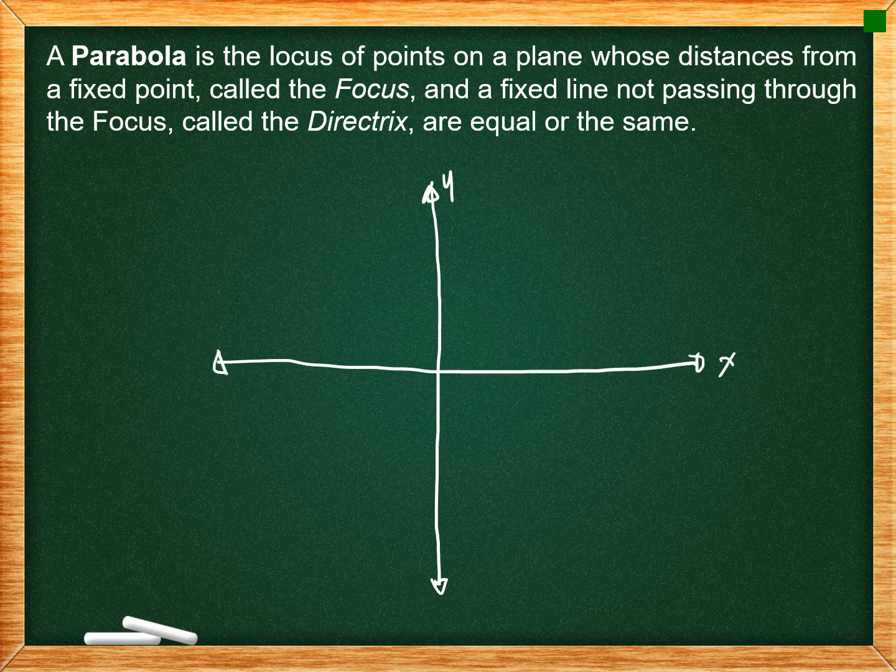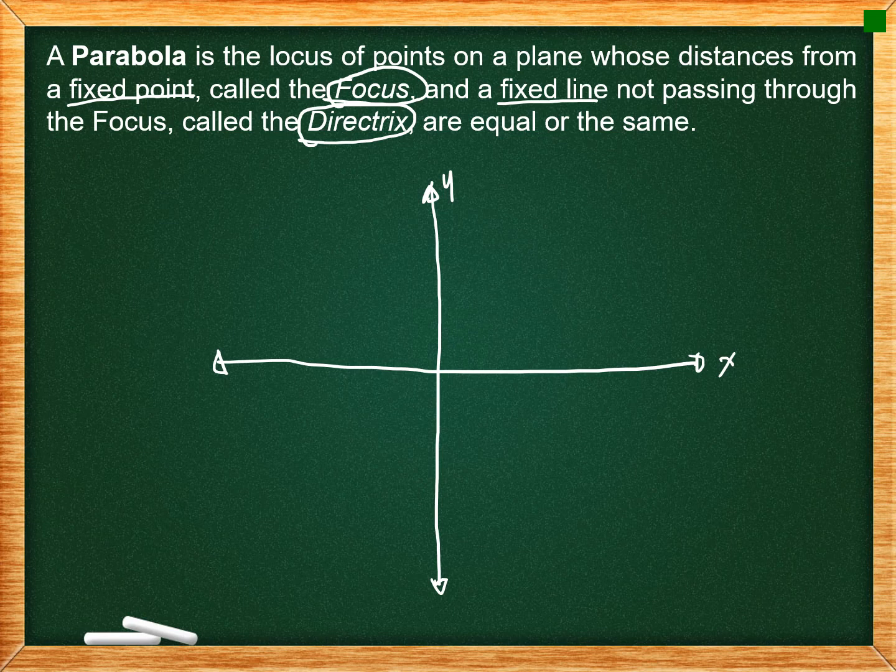Alright, that's better now. Okay, so from the definition, it's the locus of points on a plane whose distances from a fixed point, called the focus, and a fixed line not passing through the focus, called the directrix, are equal. So before we can really see how a parabola looks like, but I know you are already familiar with how it looks like, let's try to identify first our fixed point and our fixed line, right?